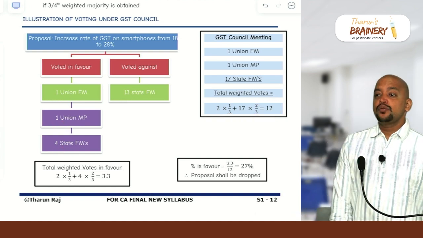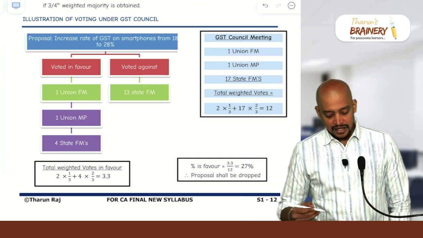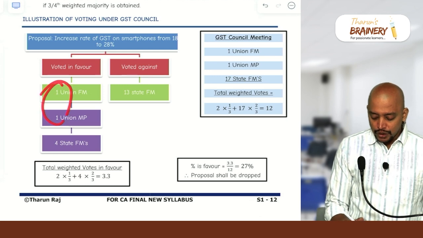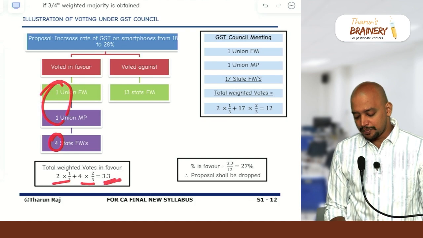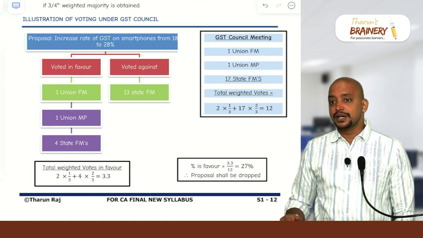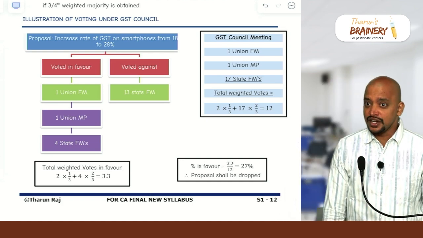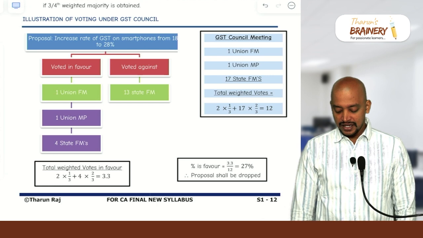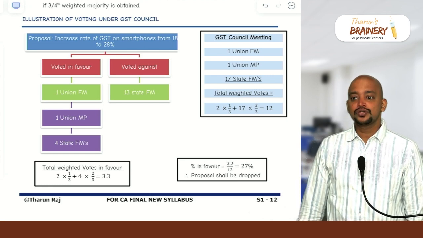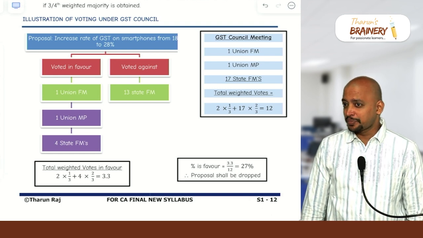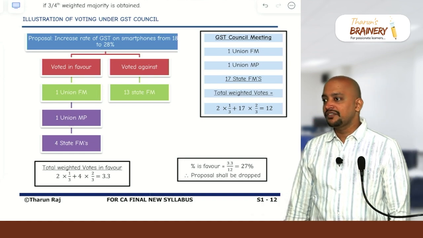12. And what are the weighted votes in favor? 1 plus 1, 2 into 1 by 3 plus 4 into 2 by 3, that is 3.3. 3.3 divided by 12 into 100, how much? 27%. Is it more than 3/4? No. So will the proposal be accepted or dropped? The proposal will be dropped. Understood how the voting will happen?